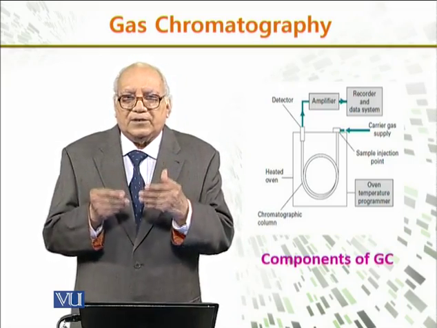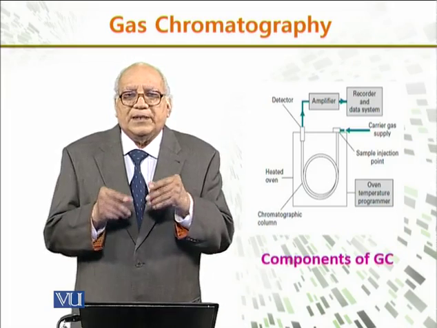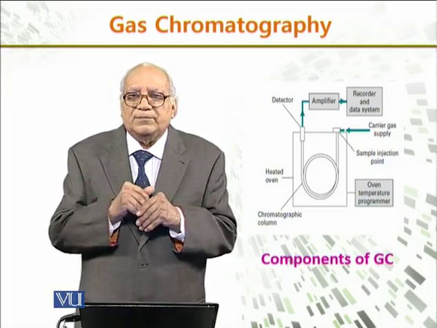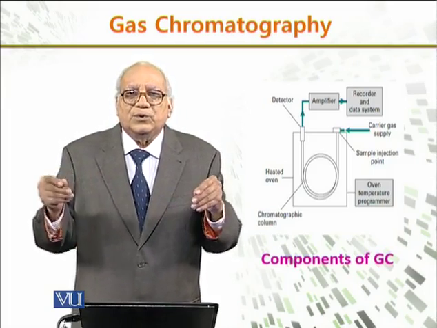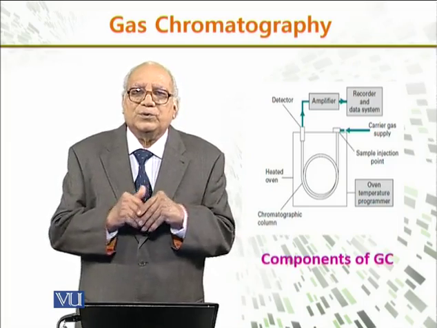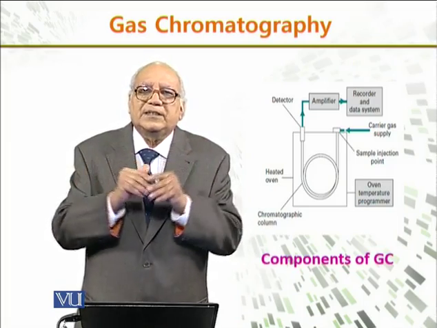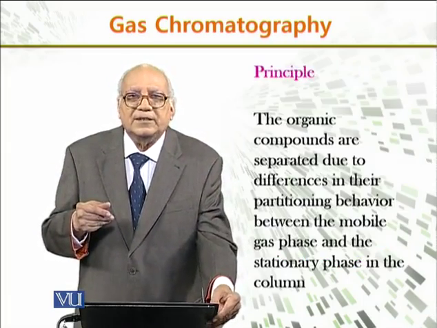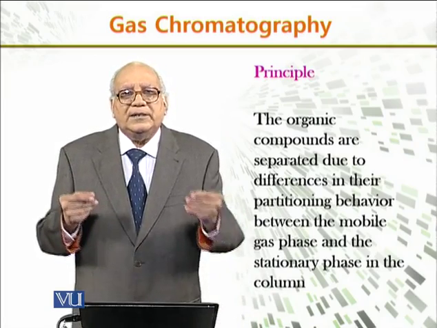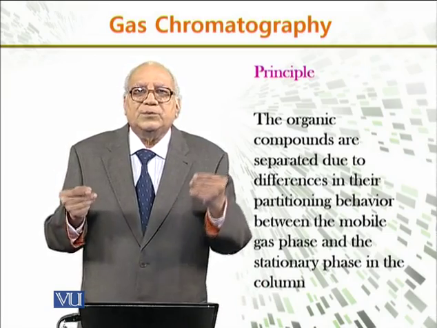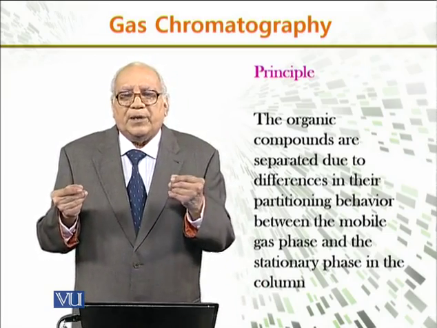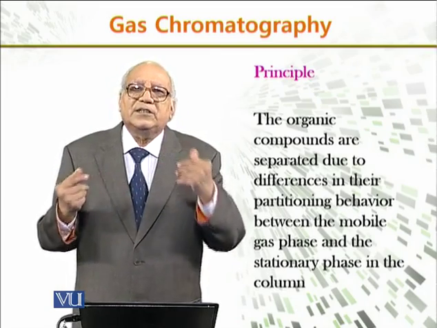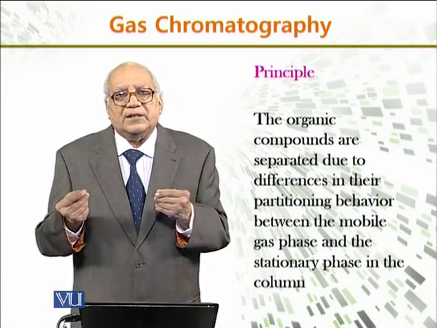For example, in this diagram, the components of a gas chromatograph are depicted. As shown, there is a column which is put in the oven, then there is an injection port, sample outcome, and then there is a detector. The detector reading goes to the computer, where it indicates the different compounds and where they are present. Now, the organic compounds are separated due to differences in their partitioning behavior between the mobile gas phase and the stationary phase which is present in the column.